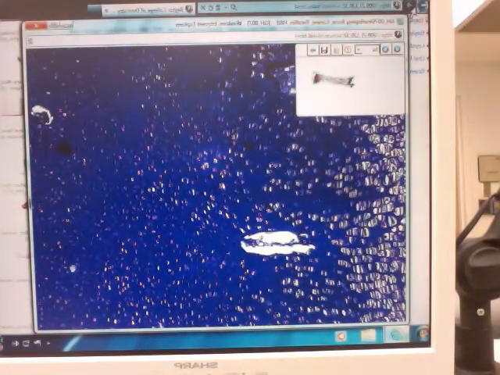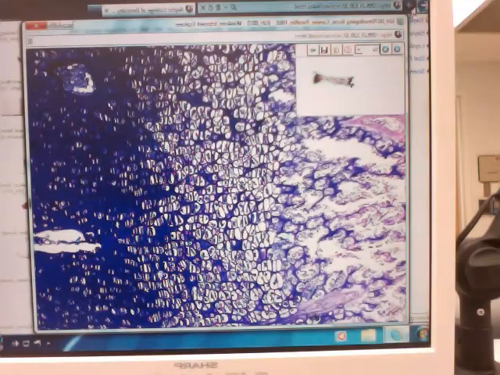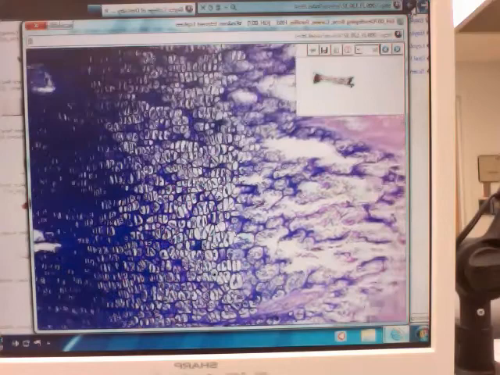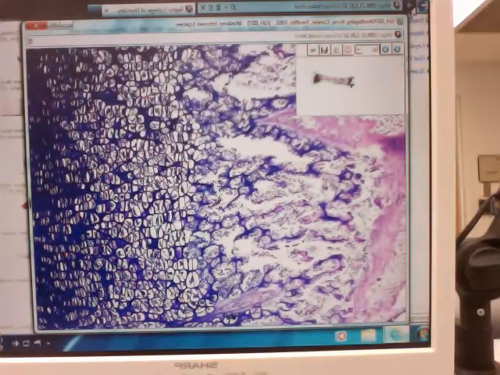Resting cartilage, resting zone out here. Proliferation through here. Hypertrophy. Calcified cartilage. Ossification.